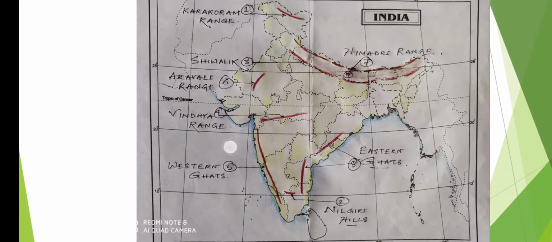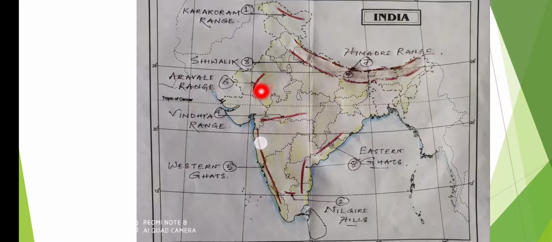It is located in Rajasthan. Its exact location is over here. On the western part of it, the Thar Desert is located. So this one is the Aravalli range. It is one of the oldest ranges of our country. It is much older than the Himalayan range.